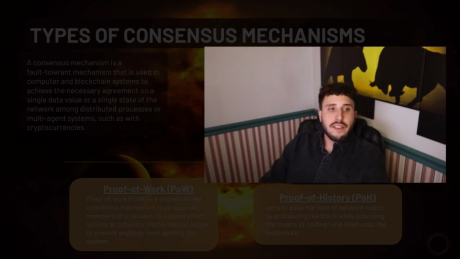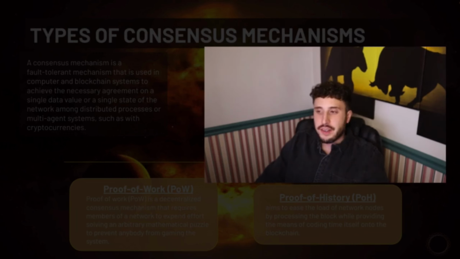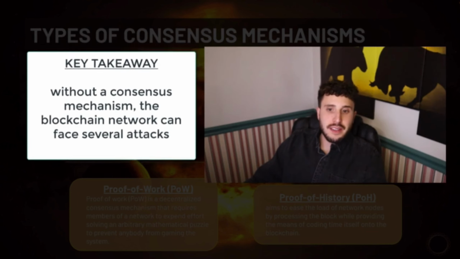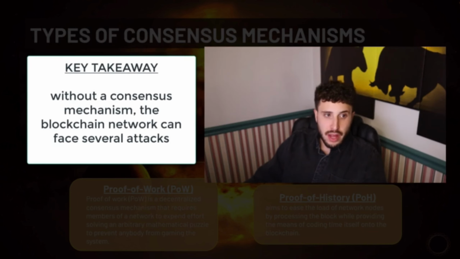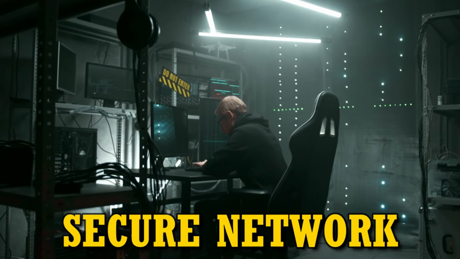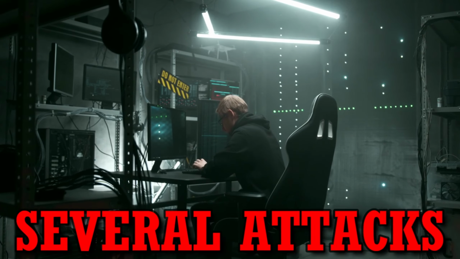So there are all different types of consensus mechanisms. You have proof of work up here. You got proof of stake, proof of history. You got federated Byzantine agreement. You got proof of so many, proof of everything, proof of proof at this point. But the key takeaway you want to know is that without a consensus mechanism, the blockchain network can face several attacks. So you need a way to reach consensus and be in full agreement for all the node operators to have a secure network, or it's going to face several attacks.